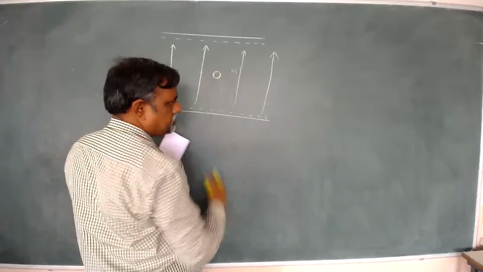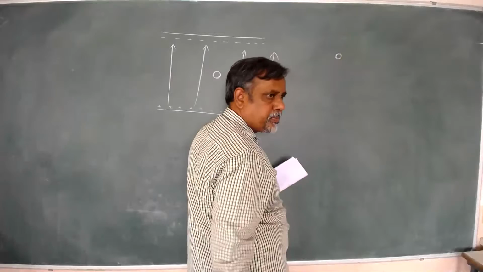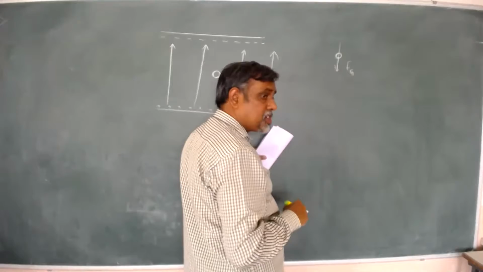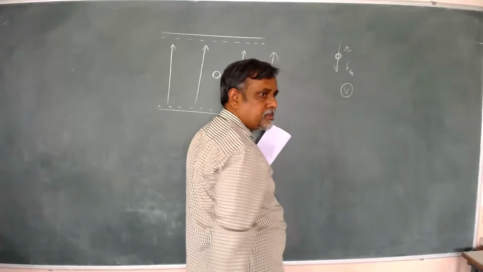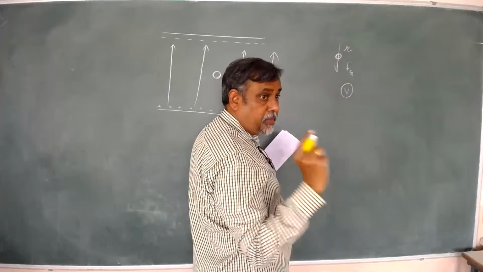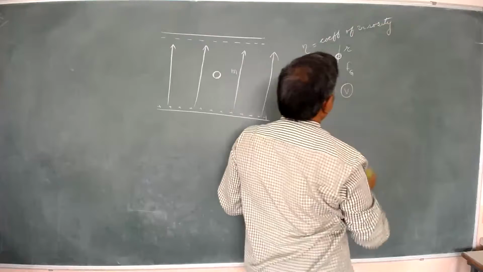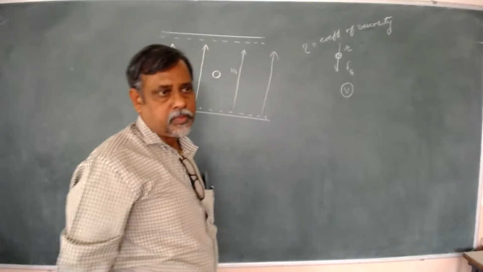In free space, where there is no electric field, if you allow this oil drop to fall down, it will experience only one force, which is the gravitational force. Due to the gravitational force, you will get the terminal velocity, say v. The radius of this drop is r, and since the oil drop is moving through a viscous medium, the coefficient of viscosity will be there, which is eta.